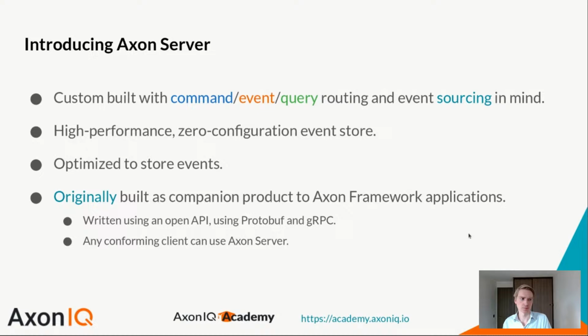Now, originally, Axon Server was built as a companion product to Axon Framework applications. Axon Framework is a Java framework, so you can use it from any JVM language. Axon Server is written using an open API. It uses protobuf and gRPC. For Java, there is the Axon Server connector, which does all that managing, and you don't need to worry about dealing with protobuf and gRPC yourself. So any conforming client can use Axon Server.